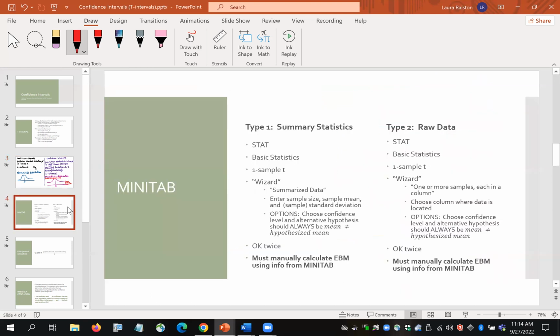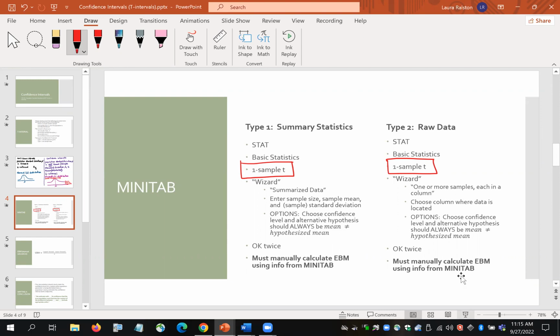I do have the Minitab keystrokes, whether you have the summary statistics or whether you have the raw data. And honestly, the only difference here is that we choose a one sample T instead of one sample Z as we did last week. That's the only difference in the command, is that now we have to tell Minitab that we want to do the T rather than the Z.